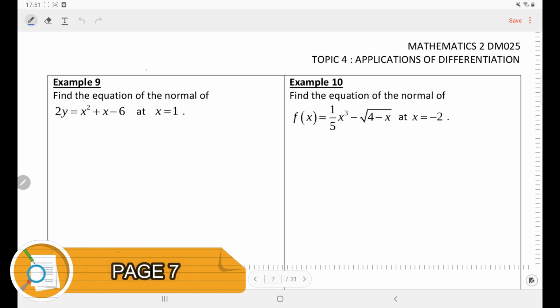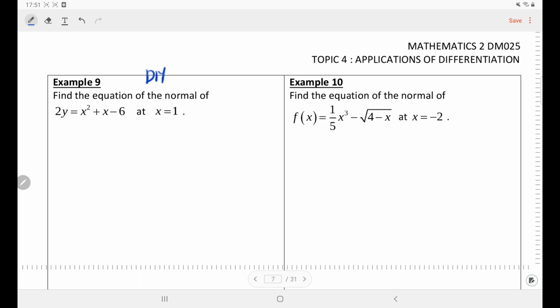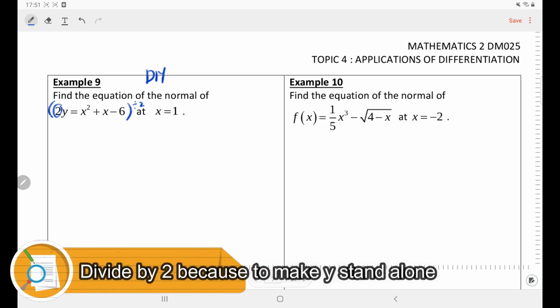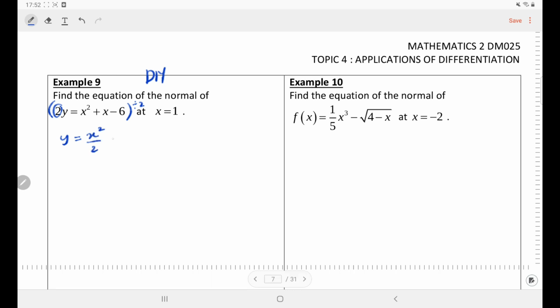But for this one, I want you to do it by yourself. But be careful here. Before you find dy dx, be careful, we have a 2 in front here. So what you should do first, you have to divide. Okay, divide everything with 2. So we will get y equals like this. And then only can you proceed. So do it yourself. Okay, so we go to example 10.